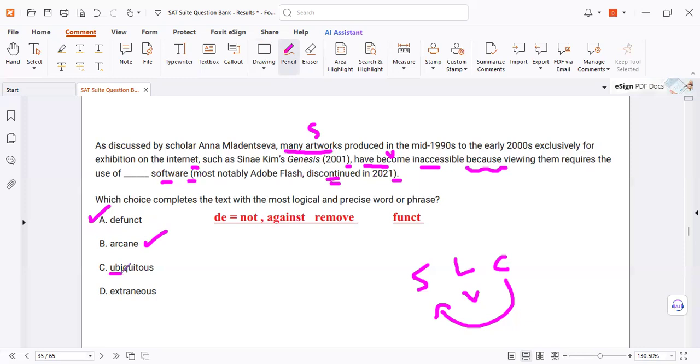Ubiquitous, obviously wrong, because it means everywhere. If it is everywhere, why is it inaccessible? What do you imagine? And extraneous. Extraneous means not relevant, not related. We're not talking about whether it's related or not. It's about accessible or not, workable or not. That just means here does not make sense or has no evidence. So I'm just reminding you about D. Anything else? No. Good.